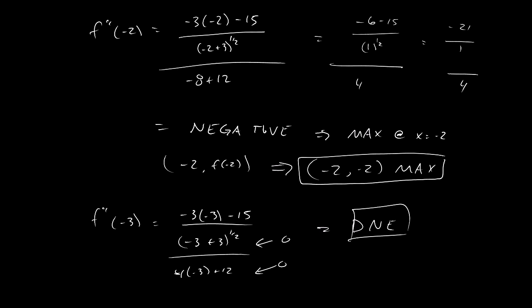So we only know, ding, ding, ding, Max wins. Congratulations, Max, you are the winner. We have a max at negative 2, negative 2. So that's how we find our maximums and minimums.